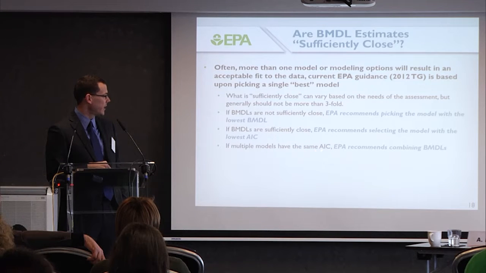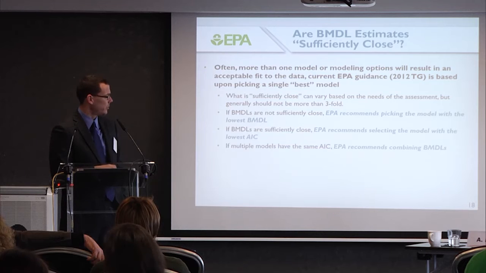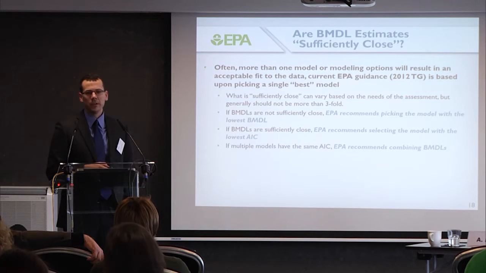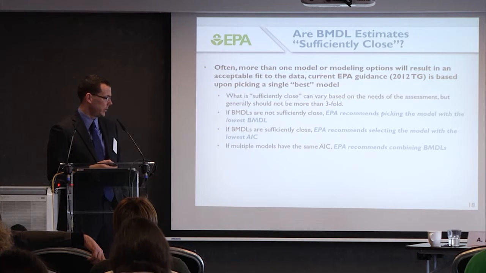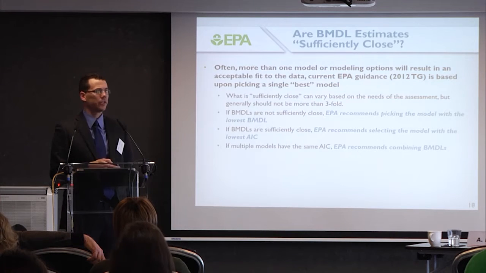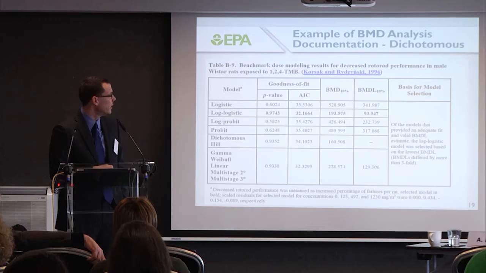And if your models are sufficiently close and you do end up picking models based on AIC, if multiple models have the same AIC, EPA recommends that you combine the BMDLs, but we don't tell you how to do that, which is not very fair to you. So you might choose to do a weighted average, or just a straight average, or take the harmonic mean. But I would consult a statistician to answer that question if you get into this situation where you have multiple models with the same AIC.